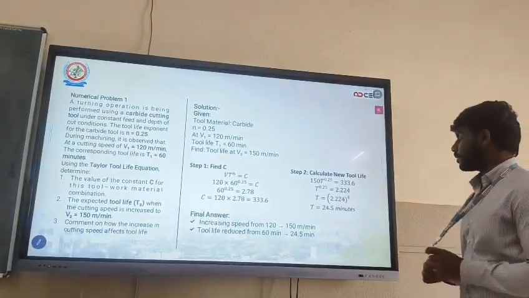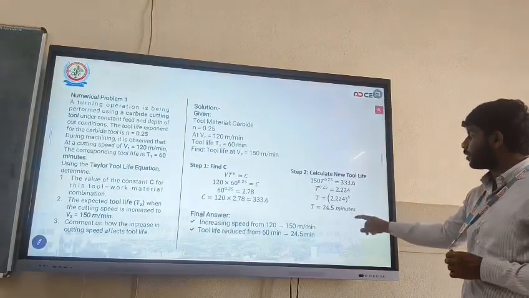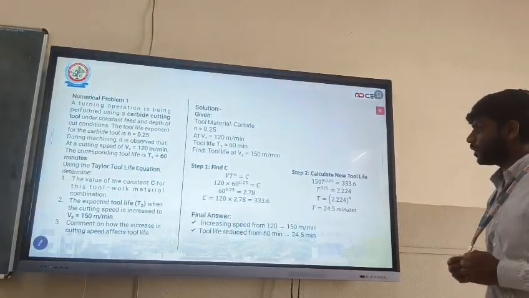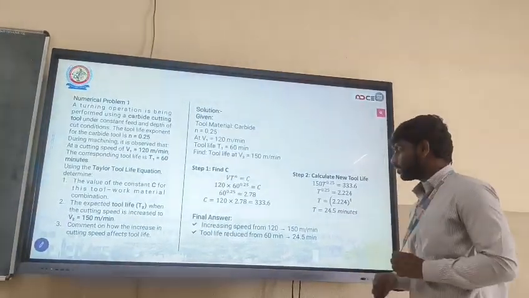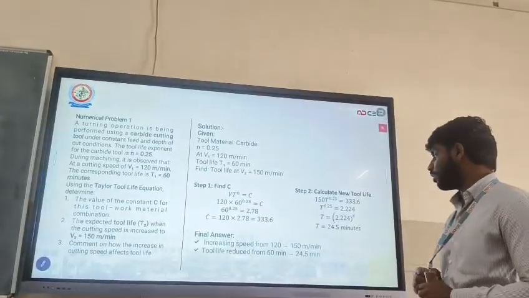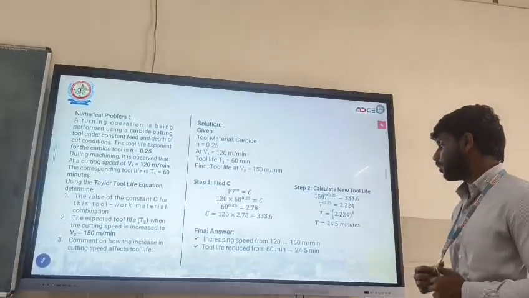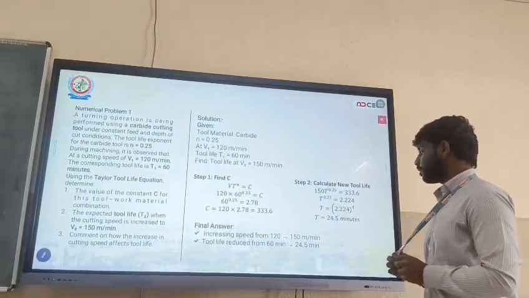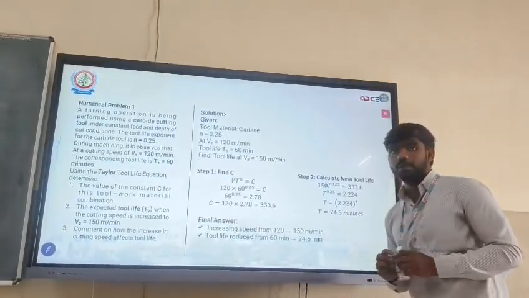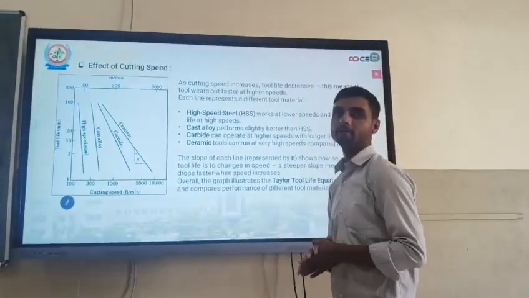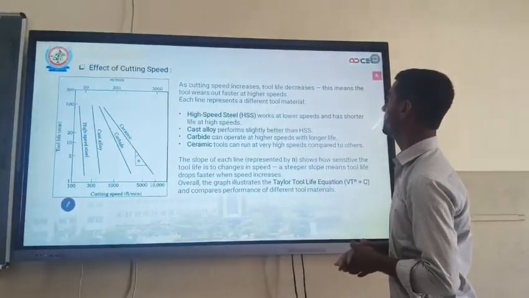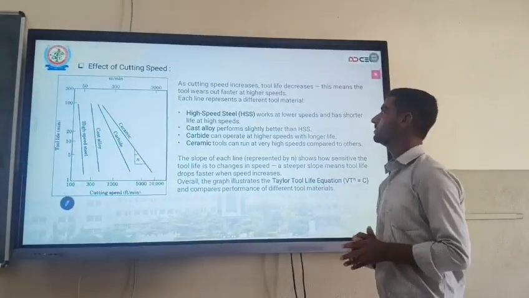The new tool life is approximately 24.5 minutes, and the final answer: increasing the speed from 120 to 150 meters per minute reduced tool life from 60 minutes to 24.5 minutes. What is the effect of cutting speed? As the cutting speed increases, tool life decreases.